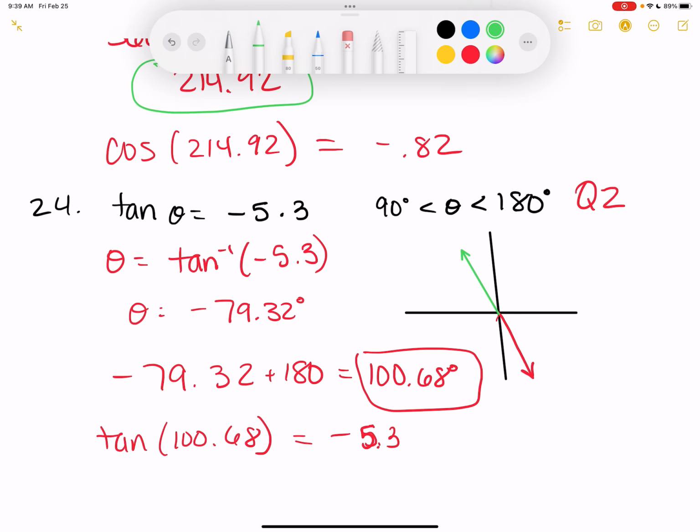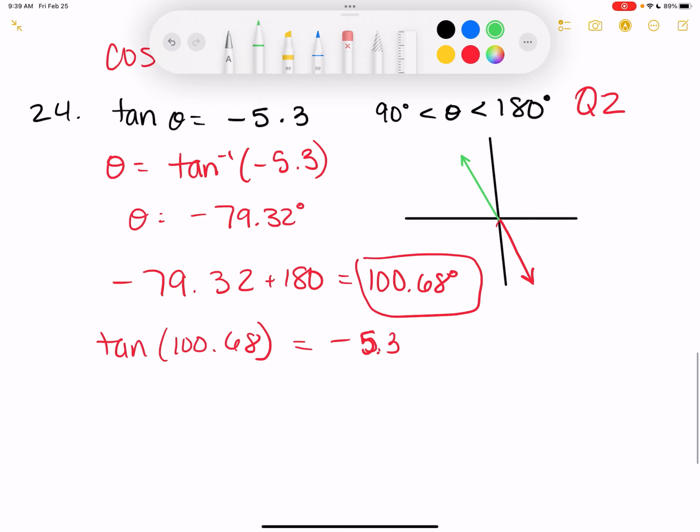Let's see. Anything else? Measure of the angle. Ah, yes, there is. What number is that? 28. All right, 28. Find the measure of angle theta.